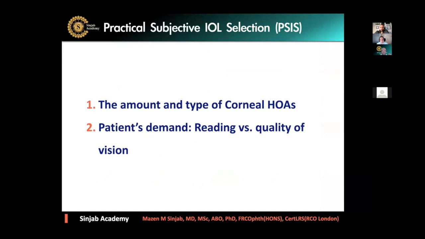You remember we said that depth of focus increases with spherical aberration. There is a proportional relationship. Now, quality of vision goes down with more spherical aberration and with more depth of focus. So if the patient wants depth of focus, this will be on the account of quality of vision. If the patient is keen on quality of vision, a type A personality like me, I am type A+++, then I care about quality of vision rather than reading or depth of focus, let's say.